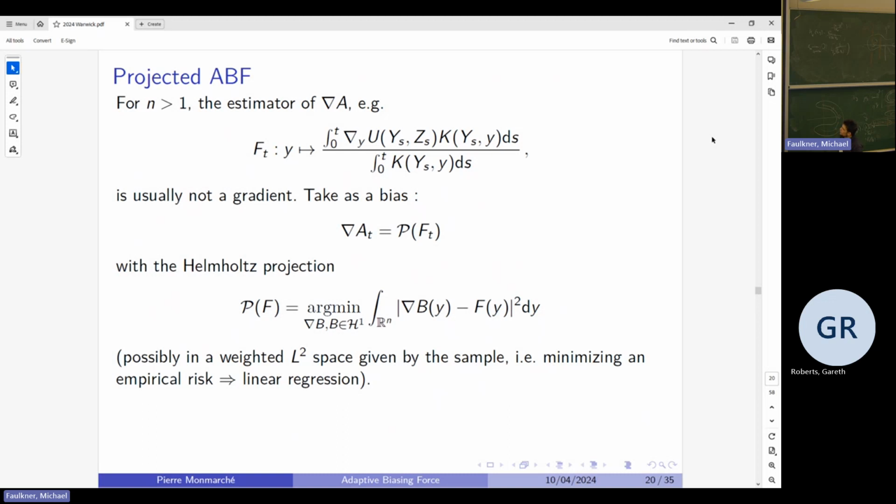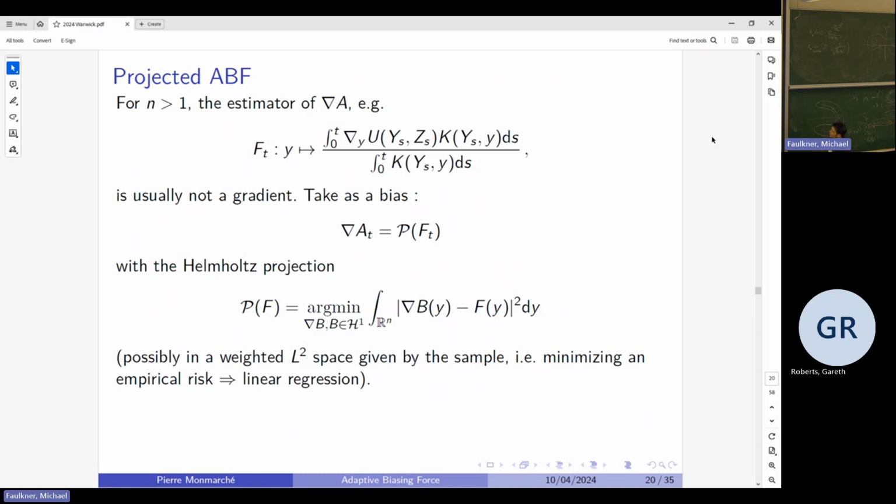So that's called the Emmers projection, at least if you do the flat projection, so the projection with respect to the Lebesgue measure. So you have a field, the force field, which given a vector gives you a vector, and then you say I'm going to approximate it by the best gradient among, let's say, functions in H1 for this to be well defined. And so this can be your estimator.